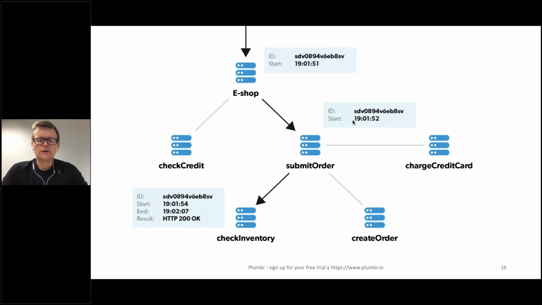And now each node participating in this distributed trace registers the time when the request arrives at the boundary of this node and also registers the end timestamp, as seen in the last node in this trace, the check inventory node. As seen, checking the inventory took 13 seconds. And it also registered the end result. It responded with HTTP 200 OK, meaning that the check inventory operation responded successfully. So that gives us the basic attributes for every span that gets linked into a distributed trace. They have to join or create a new ID, they register their start and end timestamp, and they effectively capture the outcome that happened within this node.